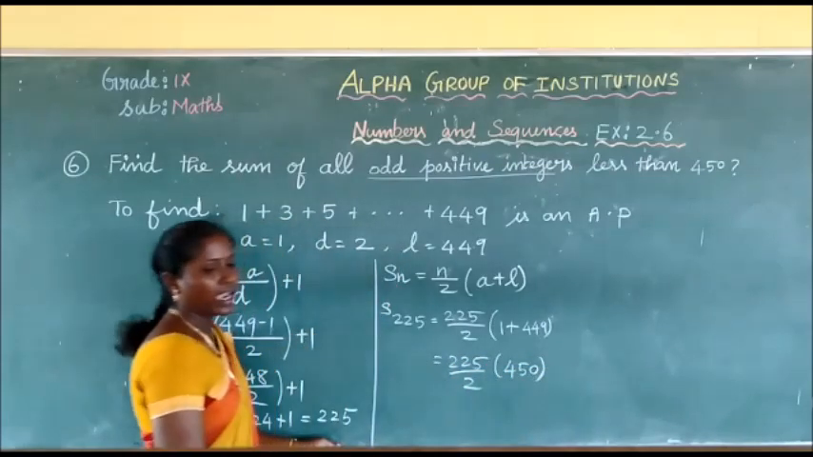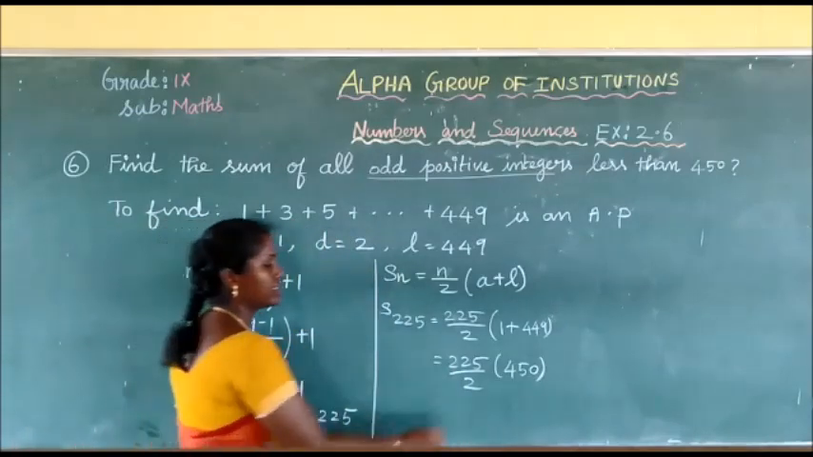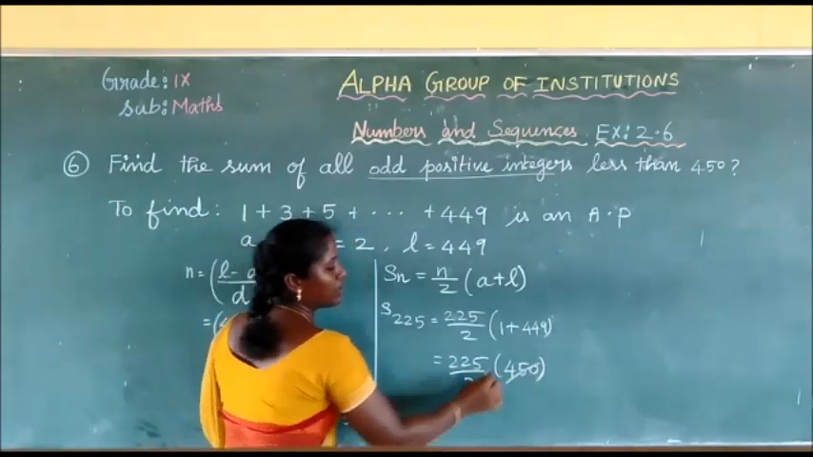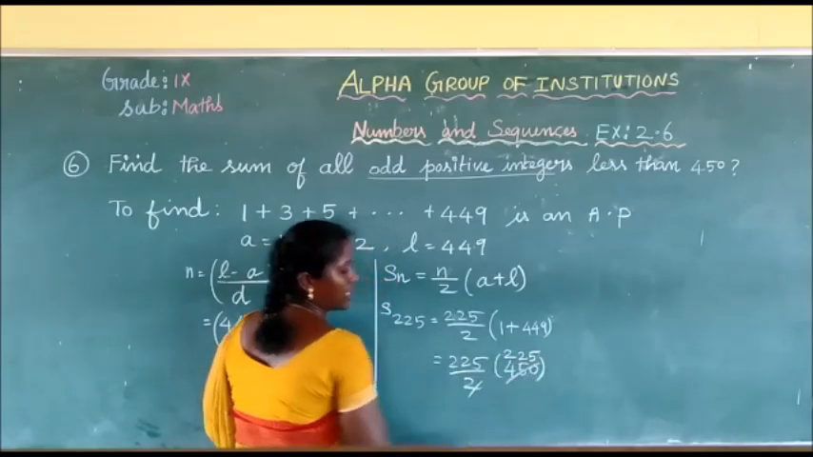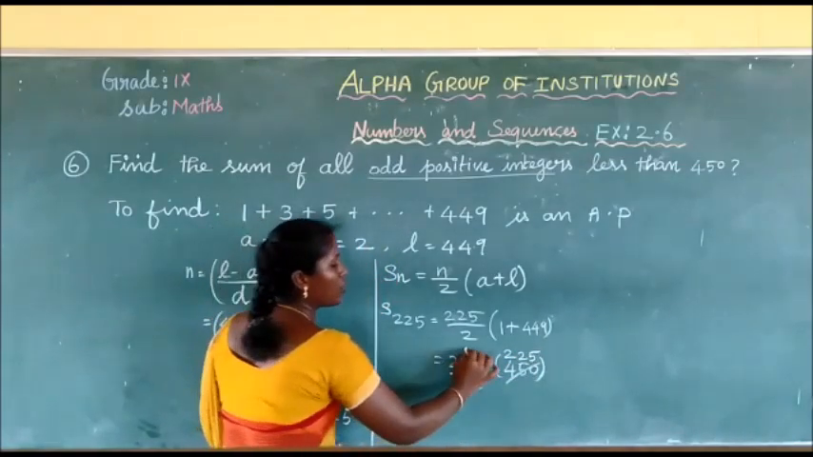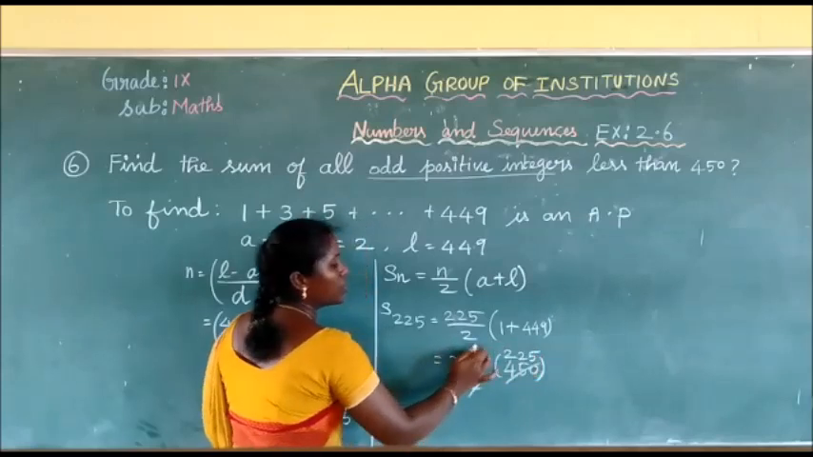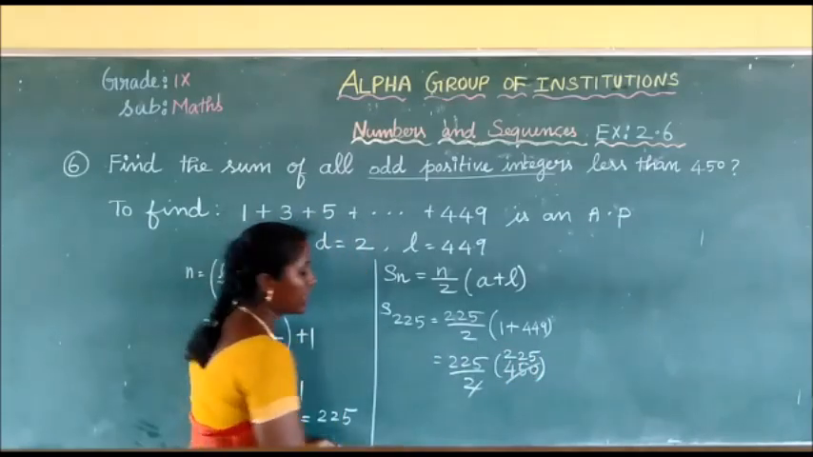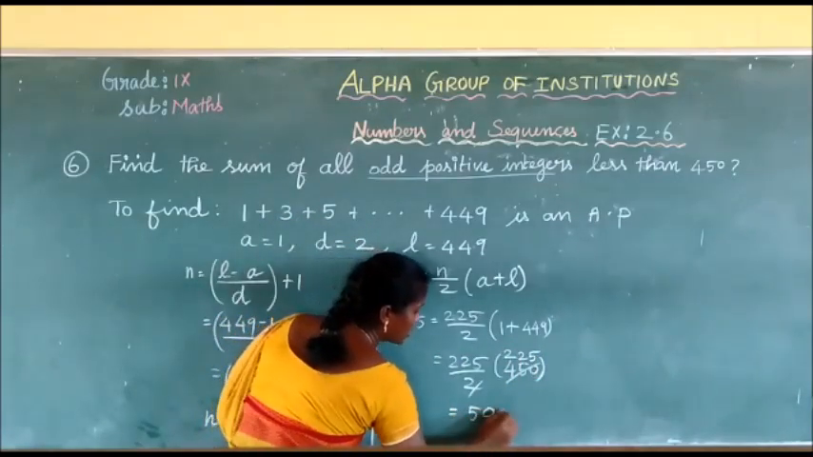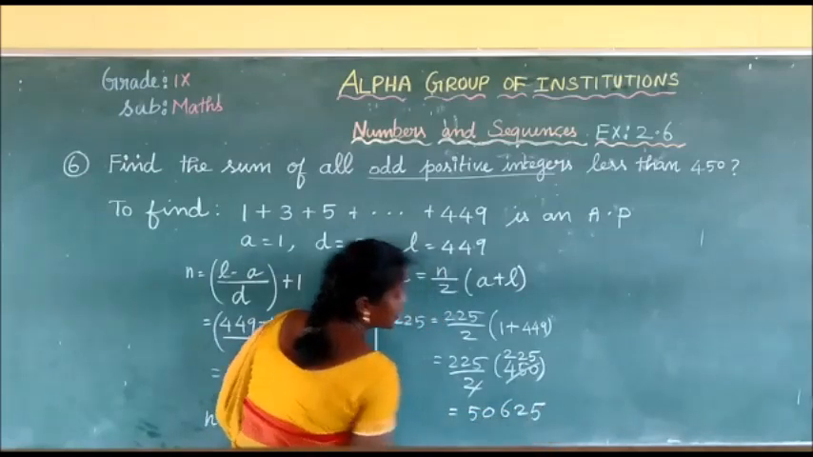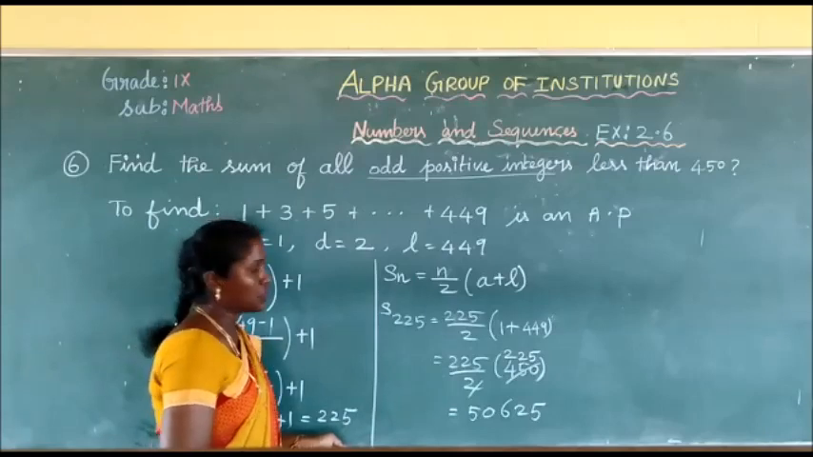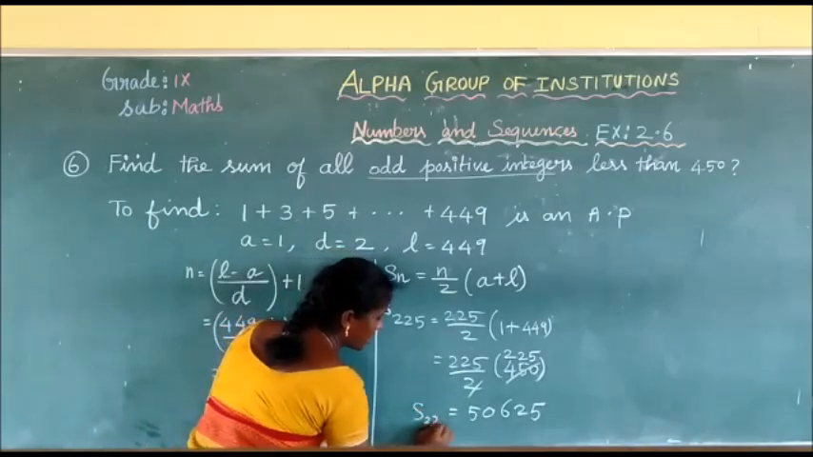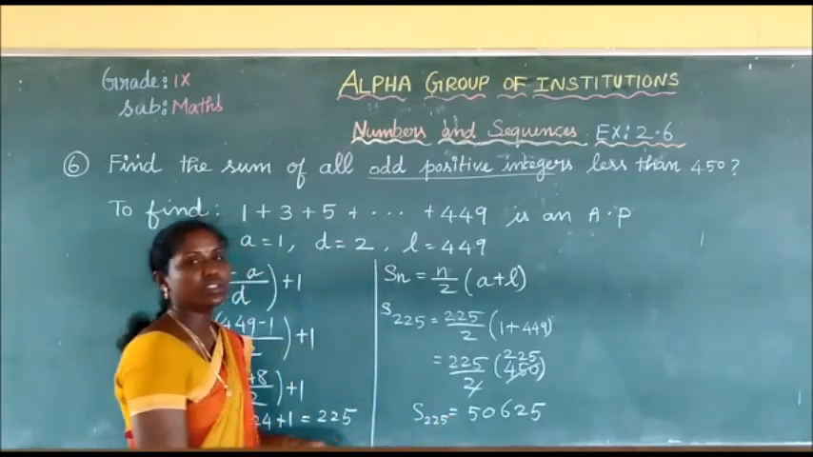That is 450. Is there anything to simplify here? Yes, 2 and 450 can be simplified. 2 fours are 8... 2 into 225 is 450. So we have to multiply 225 into 225. If I multiply, we are going to get the answer 50625. So S 225 is equal to 50625.